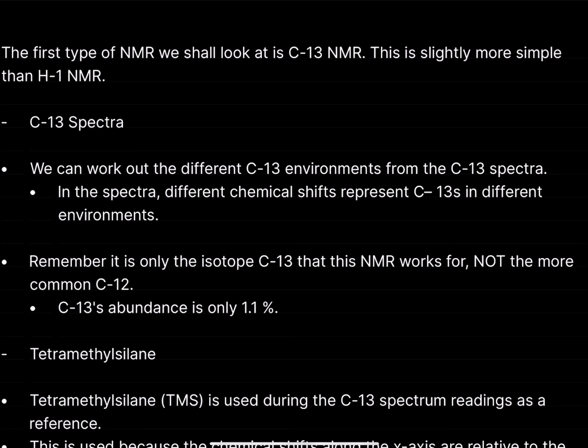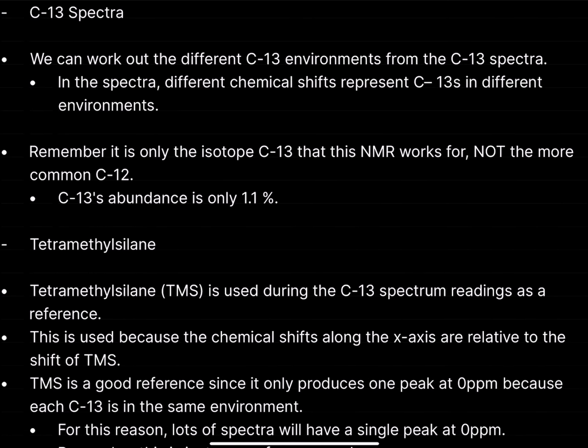So we can work out the different carbon-13 environments from the carbon-13 spectra. In the spectra, different chemical shifts represent carbon-13s in different environments. Remember, it's only the isotope carbon-13 that the NMR works for, not the more common carbon-12, because carbon-13's abundance is only 1.1%, and that's very, very low.